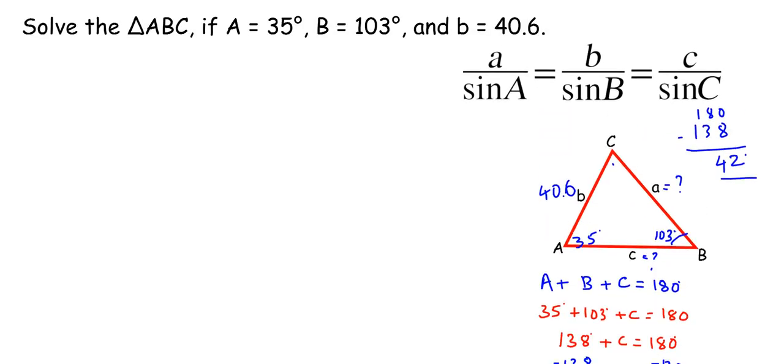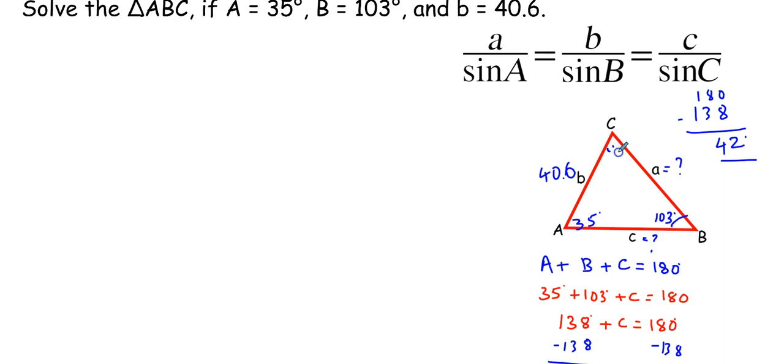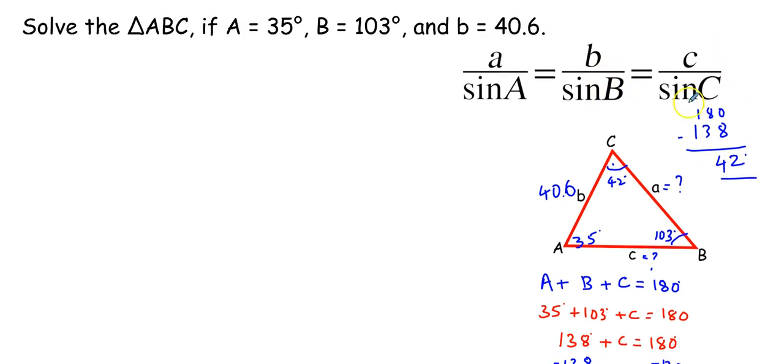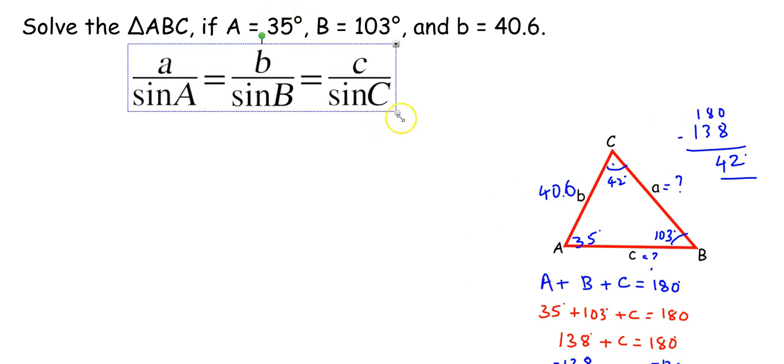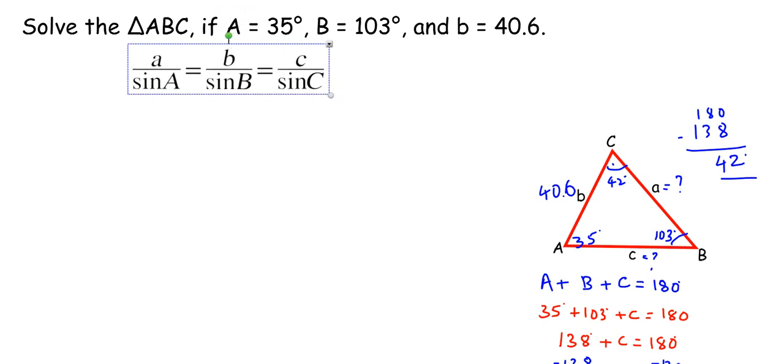Anyway, now you got this angle C also. Angle C is 42. We have now only that the measure of this A and this C. You are looking for the side A and side C. Now I'll use this formula. Let me bring it here and substitute those values.